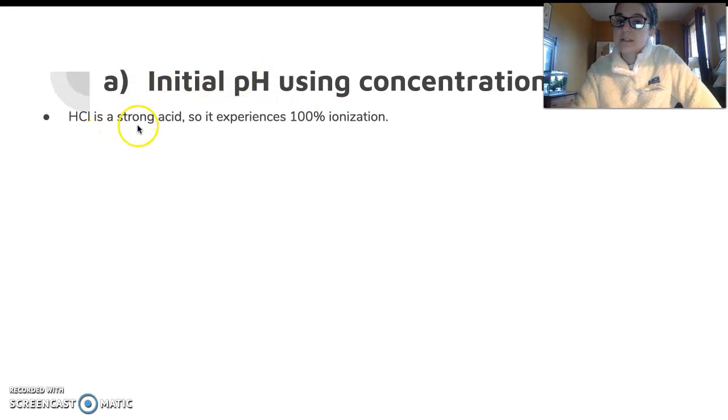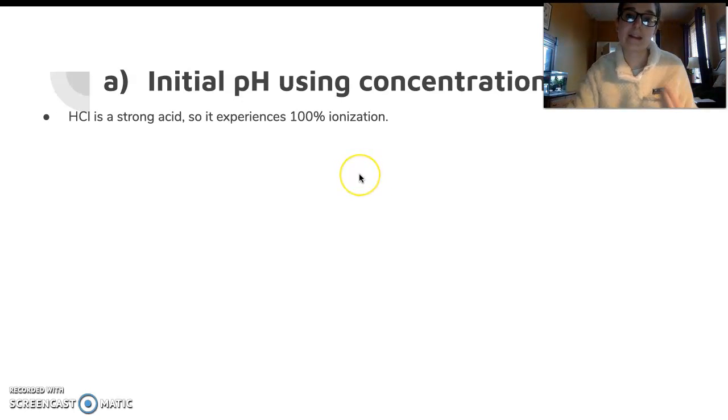So HCl is a strong acid, so it experiences 100% ionization. That means for every mole of HCl that we have, we're going to get a mole of H plus ions. So with this, since our concentration of HCl is 0.5 molar, that means that we are going to get 0.5 molar H plus ions in the solution.